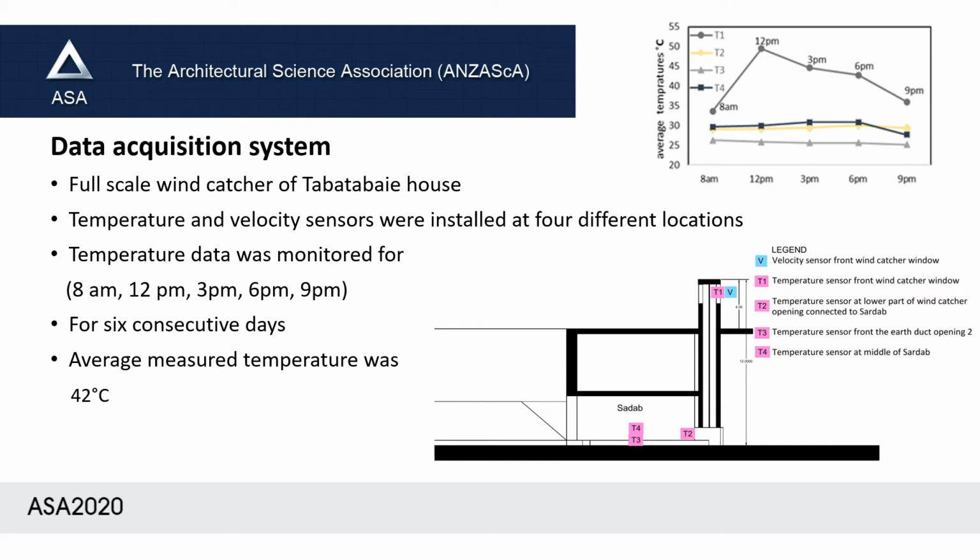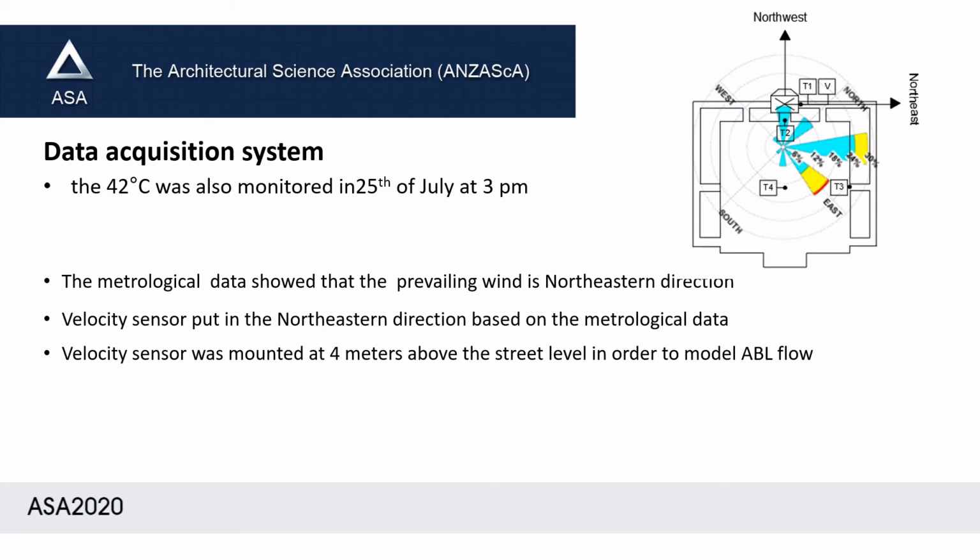The data gathered from these sensors was averaged, and it was calculated as 42 centigrade, and this was used for the inlet boundary condition for the CFD simulation. The mean temperature of 42 centigrade was also monitored on the 25th of July at 3 p.m. We use this as a target day to compare with the results from the CFD simulation.